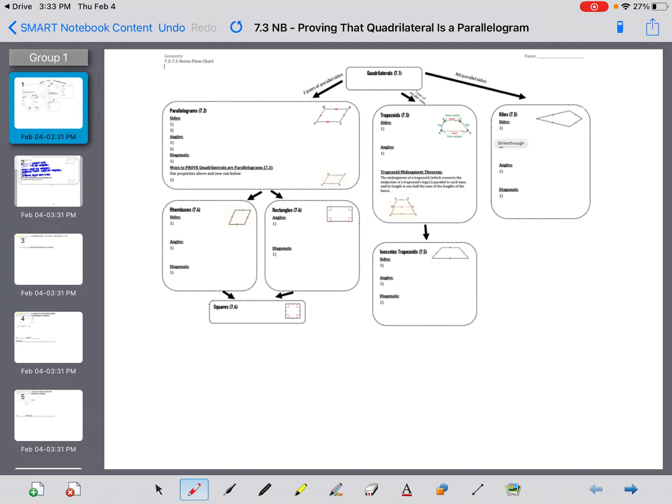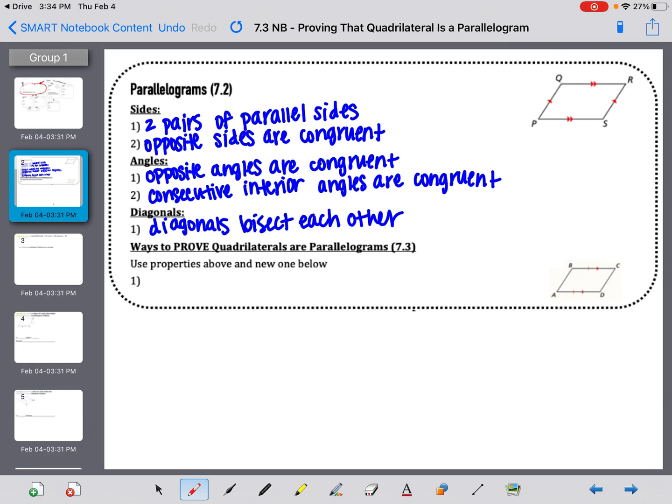So we're first going to reference your flow chart. So you want to have your flow chart out. And we are going to still be talking over here about that parallelogram box. We'll get to the other stuff later on in other videos. So when you look at your parallelogram box, hopefully from the last video, you should have the information filled out about sides, angles, and diagonals. And now we're down here talking about ways to prove quadrilaterals are parallelograms.